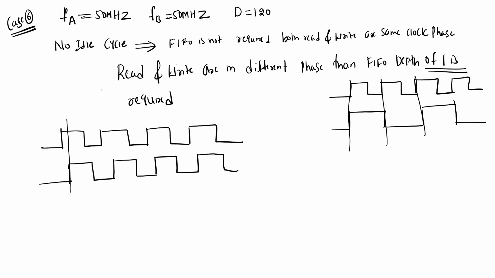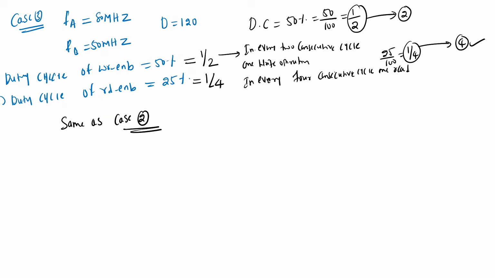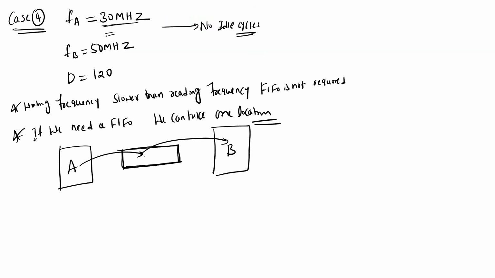Can you go to the previous case? Case two, I think. Four, I think. This one. Here we need to achieve synchronization, so that is why we are giving that one bit circuit. Okay, understood.